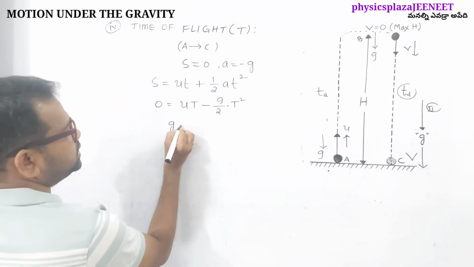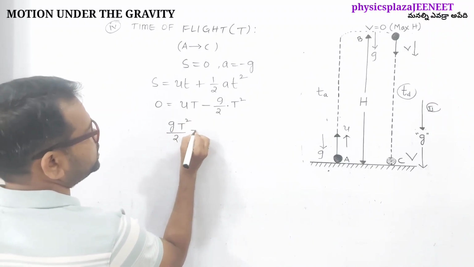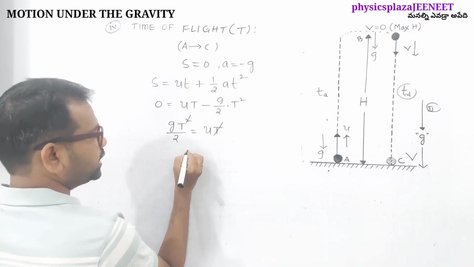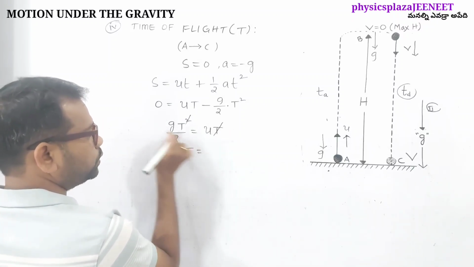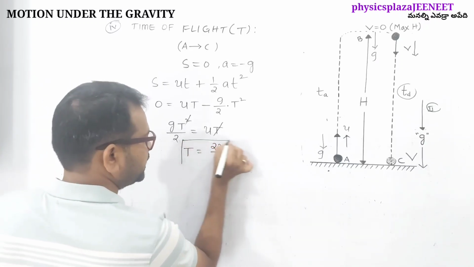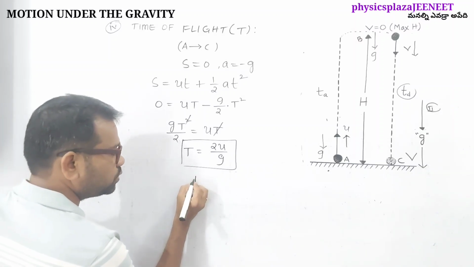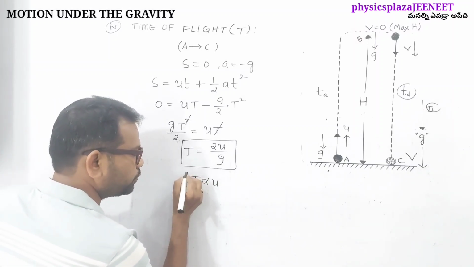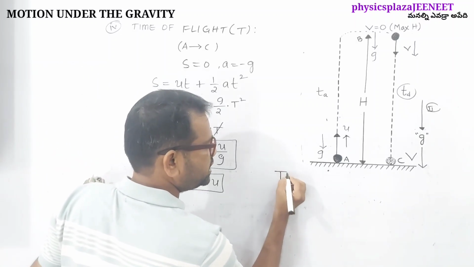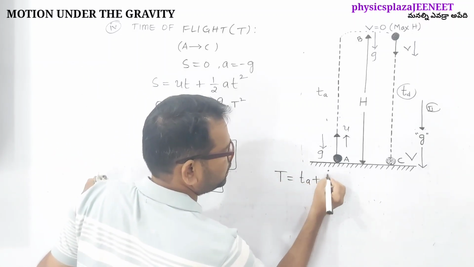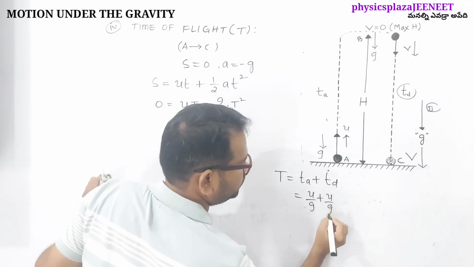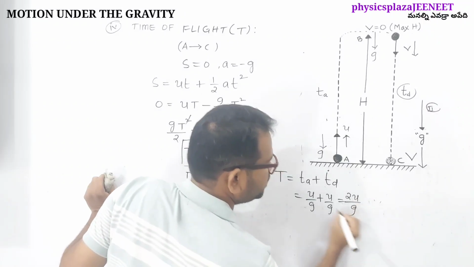So this we can write gT square by 2 is equal to uT, one T cancels. Now we need the expression, right? T is equal to, take this 2, take this g. So it is 2u by g. So this is the expression for time of flight. So here also time of flight is directly proportional to u. But children, time of flight is nothing but the sum of the time of ascent plus time of descent. That's what we got, right? u by g plus u by g. So this is 2u by g.